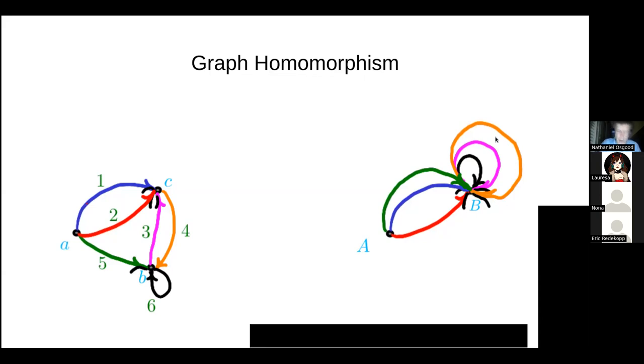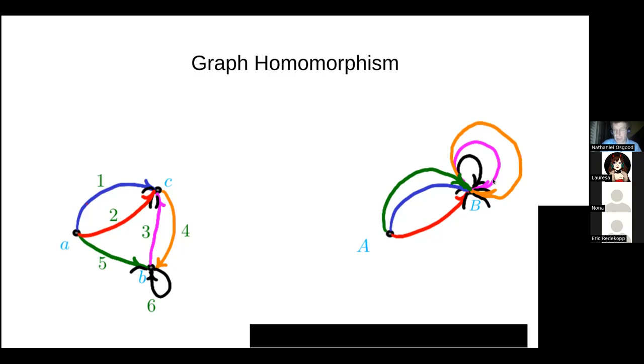But why are there all these weird loops over here? Whereas here there's only one loop, but here's this set of loops. Where did this black one come from? Can you show me? Six. This one B. Yeah, it came from six. It goes from capital B to capital B, because lowercase b got collapsed into capital B. Has to. How about this magenta one?